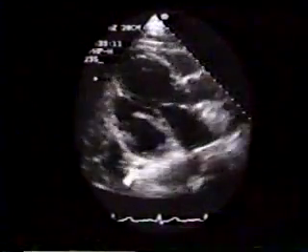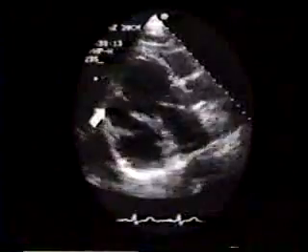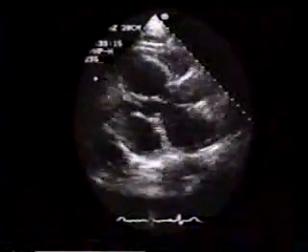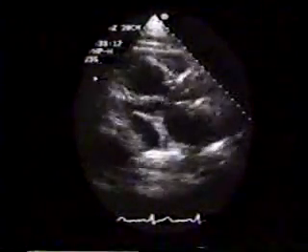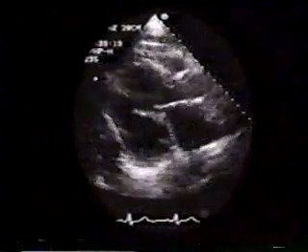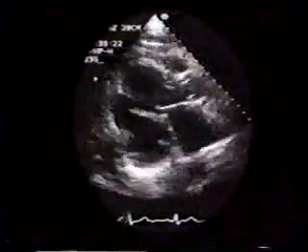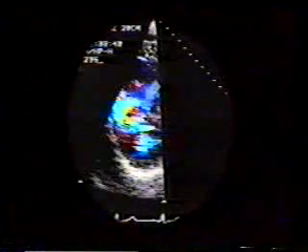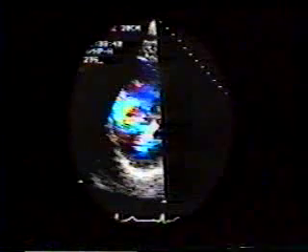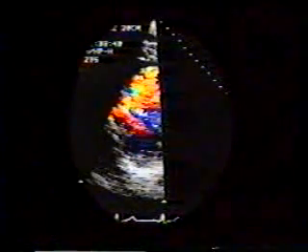Pseudoaneurysms are lined only by pericardium. Therefore, there is a significant risk of rupture. Surgery should be planned as soon as a pseudoaneurysm is identified. Doppler can be used to verify communication with the ventricle. In systole, there is flow from the left ventricle into the pseudoaneurysm. In diastole, there is flow from the pseudoaneurysm to the left ventricle.